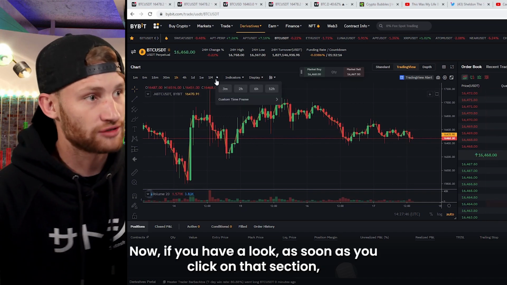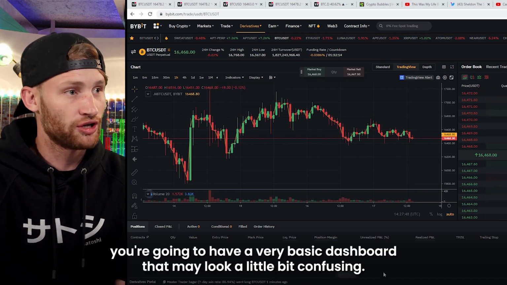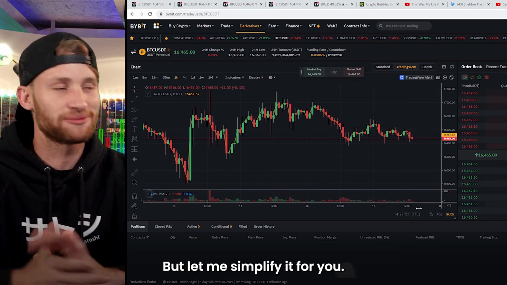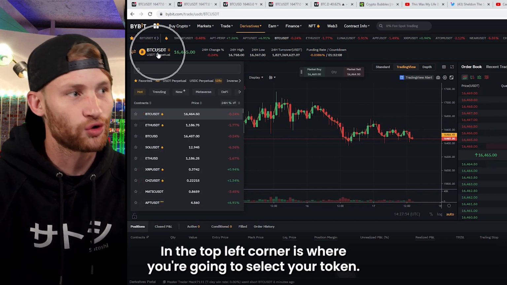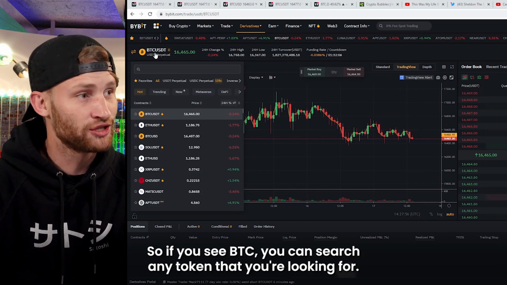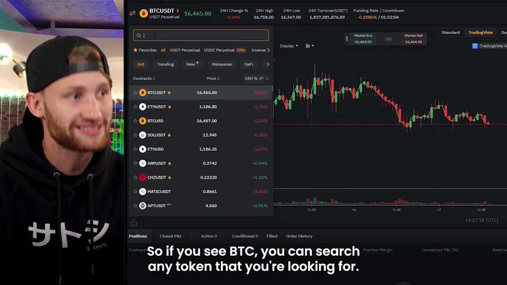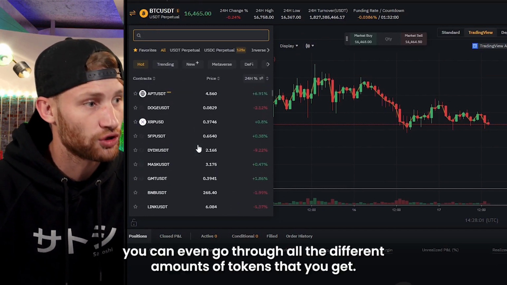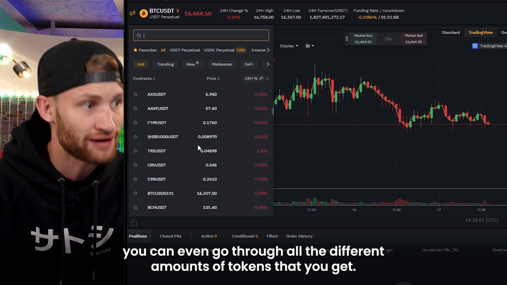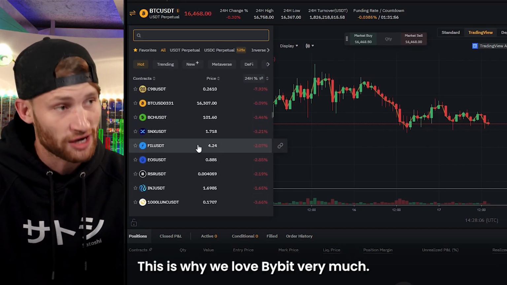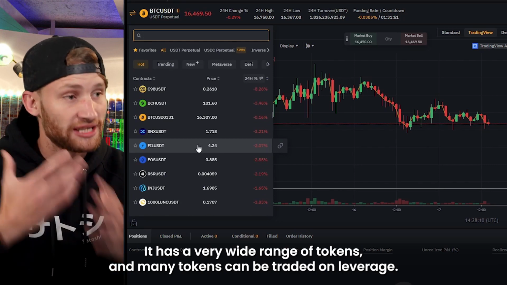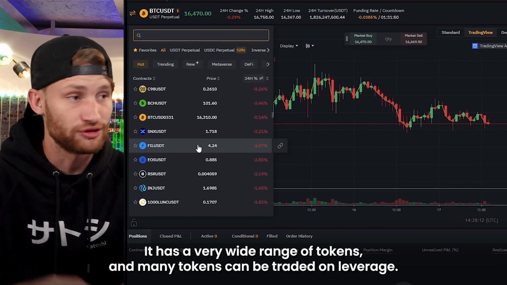Now, as soon as you click on that section, you're going to have a very basic dashboard. It may look a little bit confusing, but let me simplify it for you. In the top left corner is where you're going to select your token. So if you see BTC, you can search any token that you're looking for, and you can even go through all the different tokens that you get. This is why we love Bybit very much.